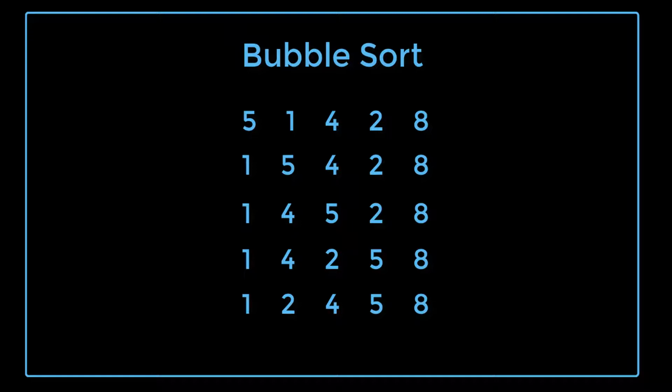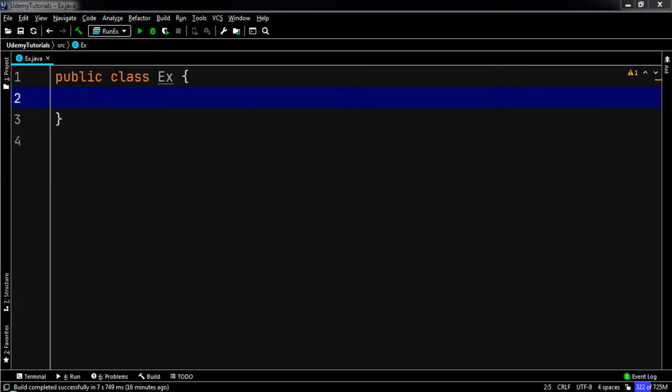Our collection is sorted, but the algorithm does not know that. Bubble sort requires that one whole pass occurs on the collection without any swap, so that it knows that the collection is sorted. Now let's learn how to implement the bubble sort algorithm in Java.